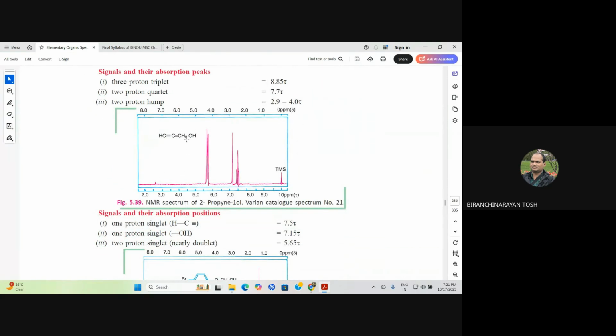So if you consider this one, then one hydroxyl group, so one proton singlet for hydroxyl, then two proton singlet for this one, and one proton again singlet. So one proton singlet, this one at around 7.5. Then one proton singlet for OH around 7.15, 7.5, 7.15 and 5.65. So two proton singlet or nearly doublet.